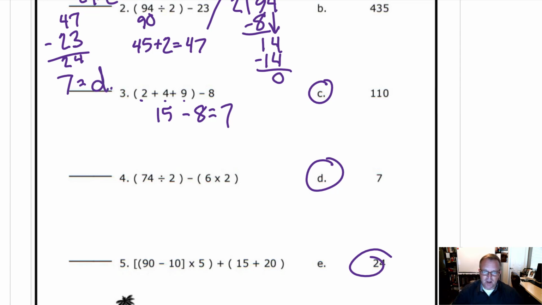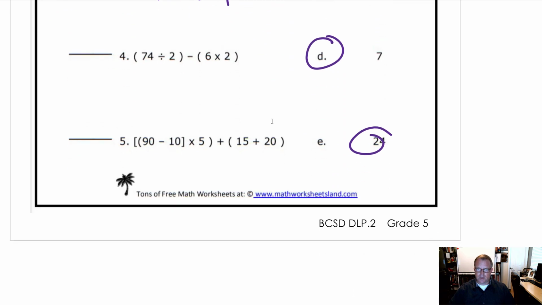All right. 74 divided by 2. Do that first, right? Okay. Let me scroll down. 74 divided by 2. And by the way, I can do this one real fast, right? 70 divided by 2 is 35. And 4 divided by 2 is 2. So this should be 37. But let's check and see if it is.